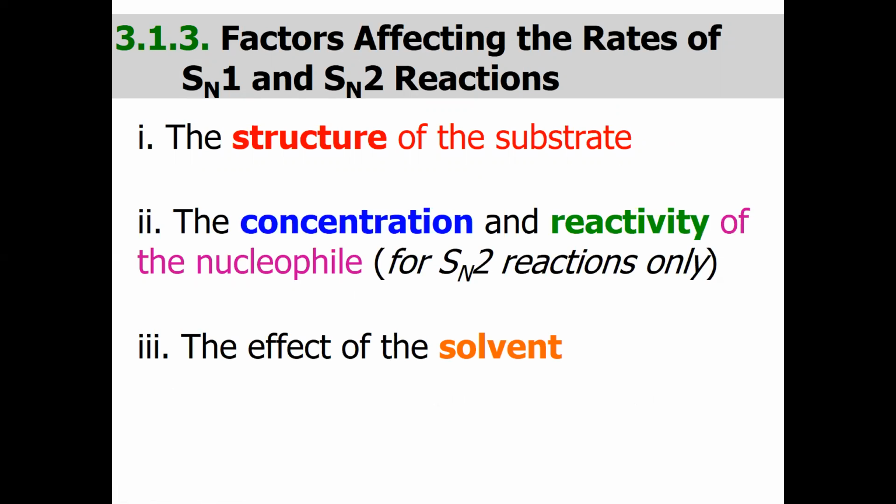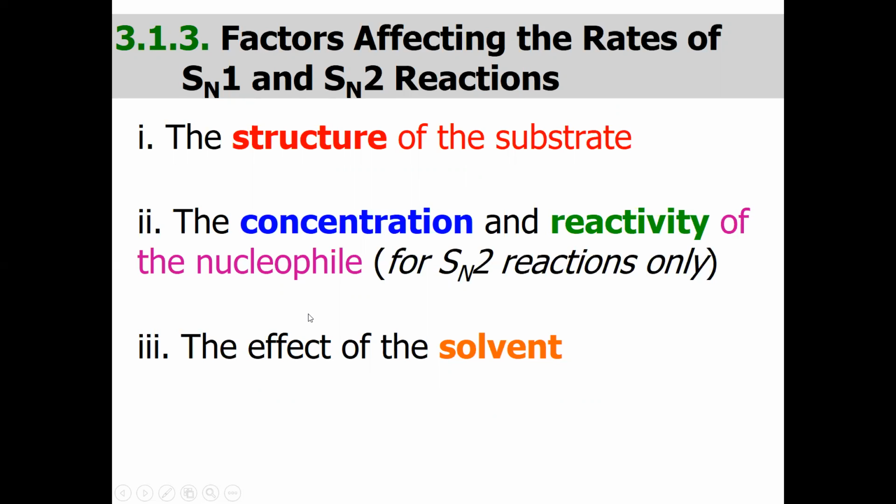There are four important factors that actually affect the SN1 reaction and the SN2 reaction. The first factor is the structure of the substrate. The structure of the substrate is very important and can affect SN1 and SN2 reactions. The second important factor is the concentration: the concentration of the nucleophile and the concentration of the substrate. It can also affect the SN1 reaction as well as the SN2 reaction.